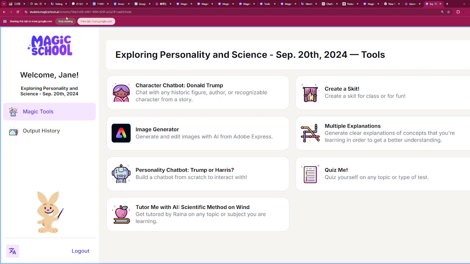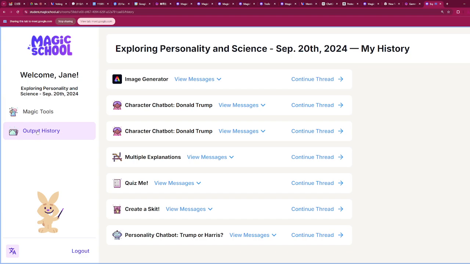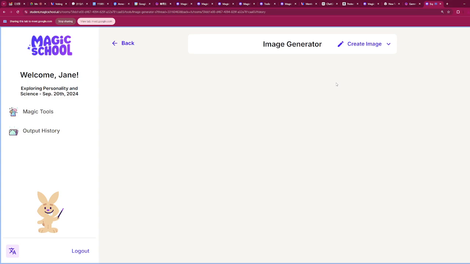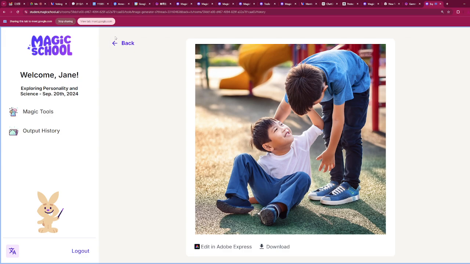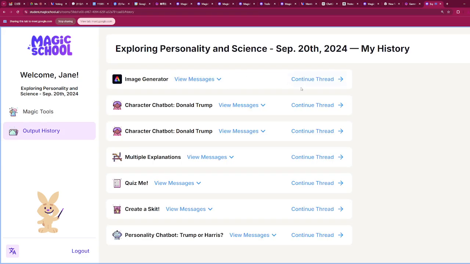Okay, let's see if I could output it. Here's the output history, this is your own output history. Through this output history you could continue the thread, you could keep on with what you're doing. All right, go back to Magic Tools.